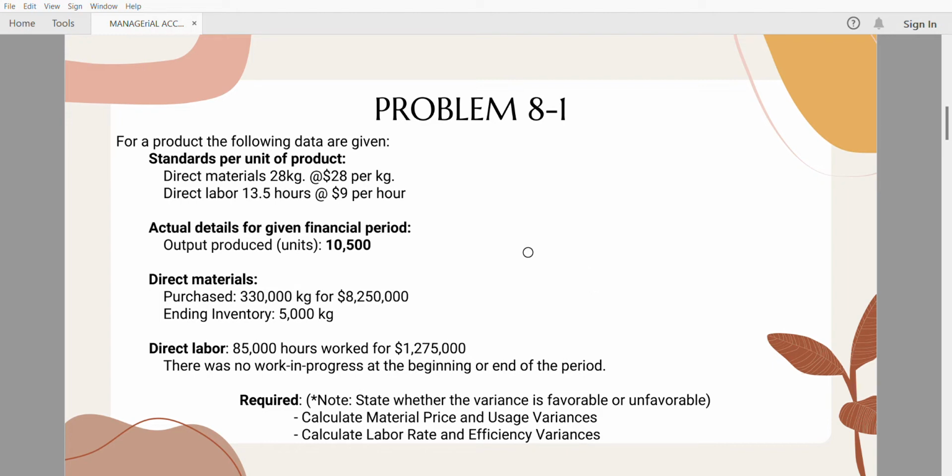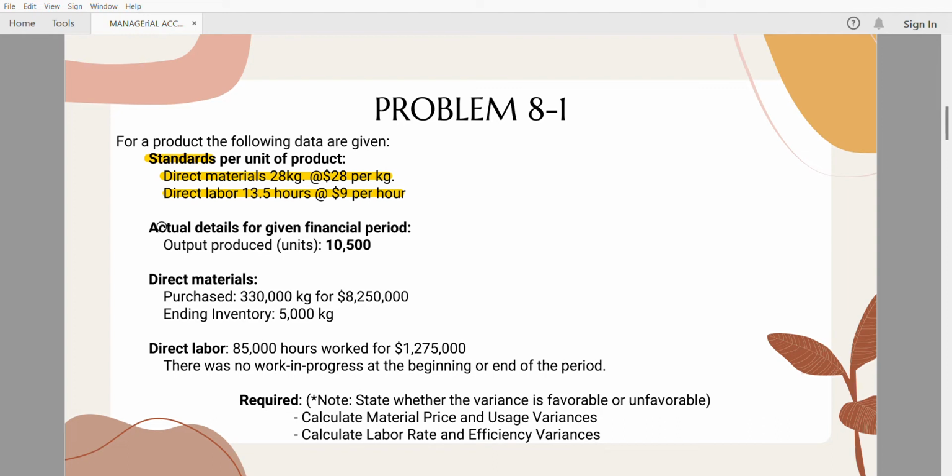So here, problem 8.1, we have a product with the following data. The standards per unit for the product are direct materials 28 kilograms at $28 each kilogram, and direct labor 13.5 hours at $9 per hour. And this one is the standards.